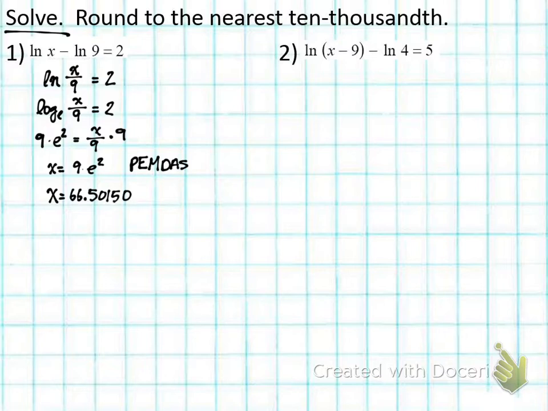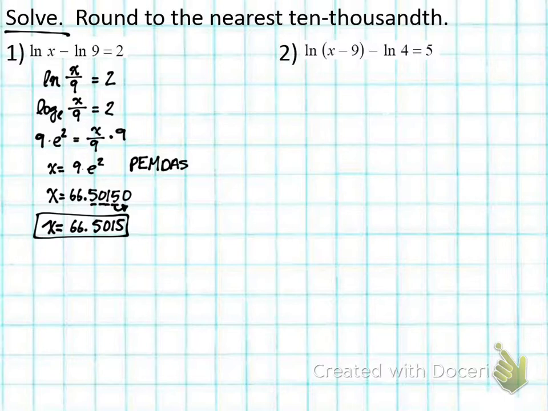66.5015. Okay, going back to our directions, it says round to the nearest 10,000, so we're going to go to the 10,000s place. So we have tenths, hundreds, thousands, 10,000s. So we're looking to the number to the right. It's a 0, so we're going to keep this 5 the same. So 66.5015. That's your answer. Okay.